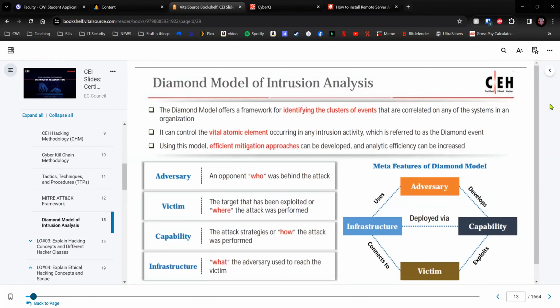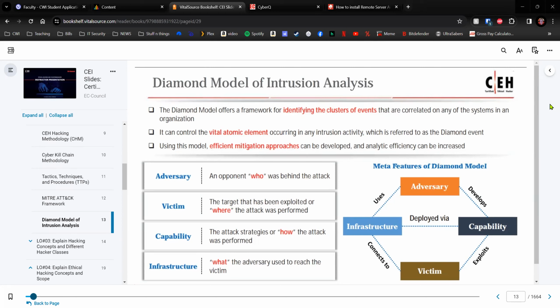Then there's the diamond model of intrusion analysis. This model offers a framework for identifying the cluster of events that are correlated on any of the systems in an organization. It can control the vital atomic elements occurring in any intrusion activity, which is referred to as the diamond event. Using this model, efficient mitigation approaches can be developed and analytic efficiency can be increased.